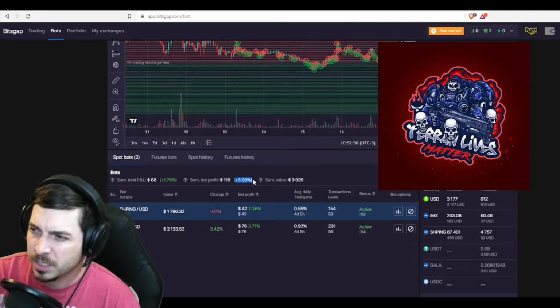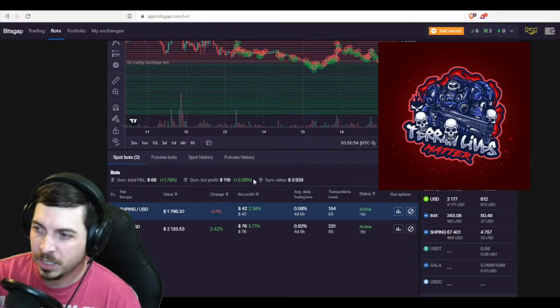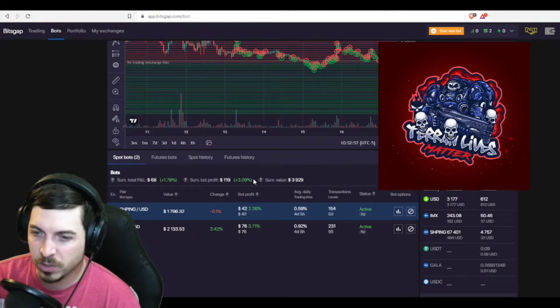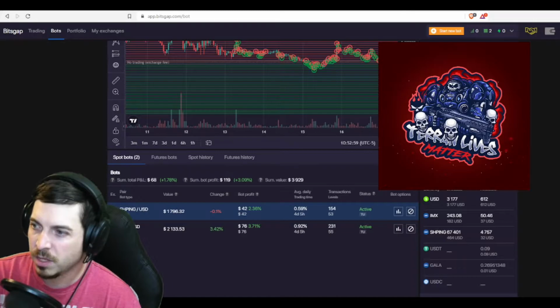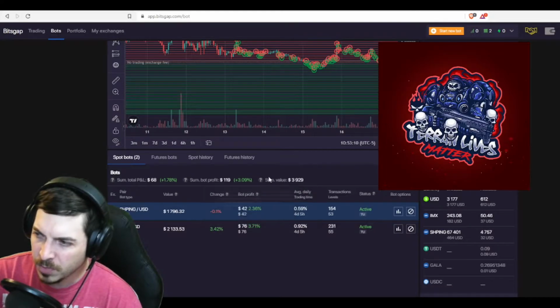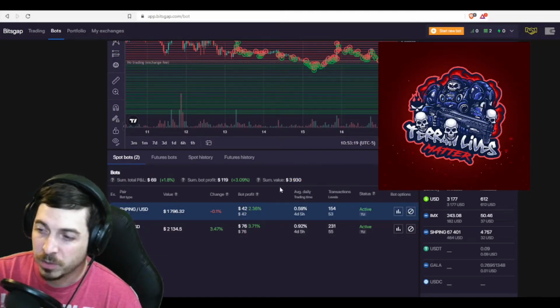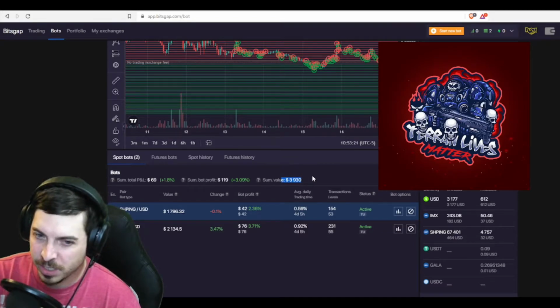This is how much the bots have earned in comparison to the starting value that you started with. And according to this, I've made 3% so far since the life of the bots that I'm currently running, which is about $119. And then the value of what the bots are trading is worth $3,930 right now. So if the market goes down, I'm obviously going to see this number go down.